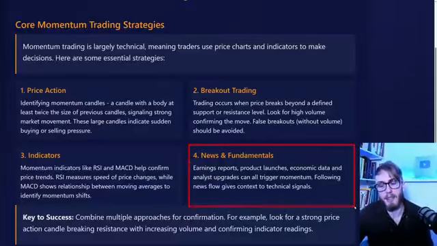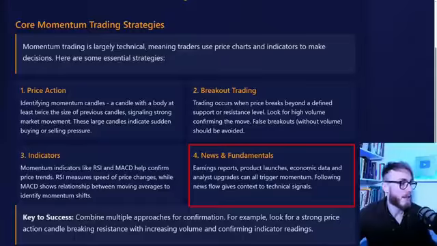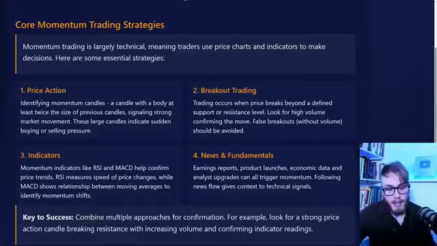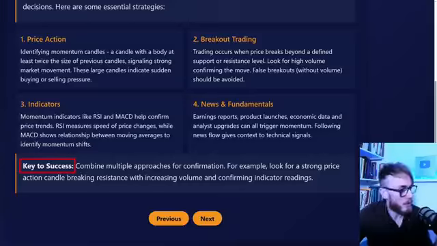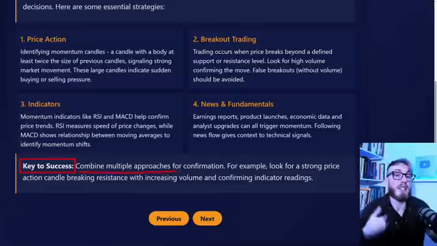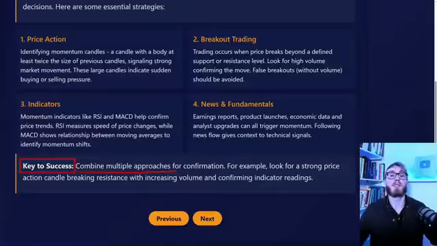Last but not least, I already mentioned this real quick here, some momentum traders also trade based on news and fundamentals, right? And now, one key to success as a momentum trader is to combine multiple variables or multiple approaches to increase the likelihood of successful momentum trading. So now guys, let's jump into the chart and take a look at a momentum trading example.